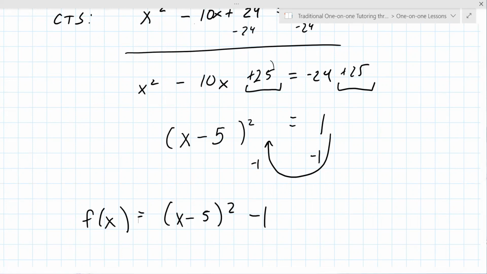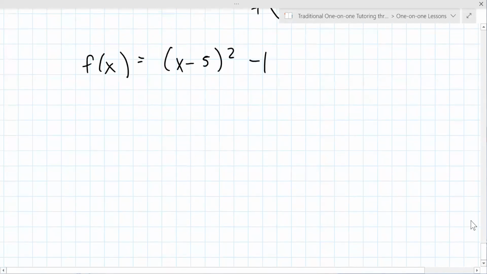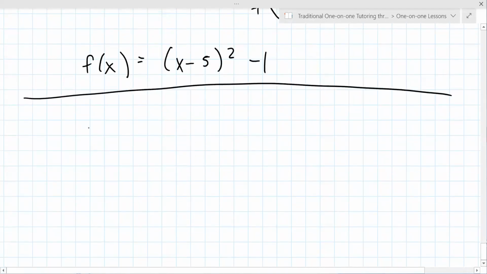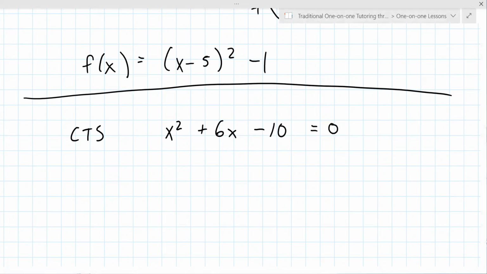Well, maybe I'll actually remember this one today. I would love for you to do one just on your own. Again, completing the square: x squared plus 6x minus 10 equals 0. Give that one a try, please. All right, this is the one. I'll tell you when I think I'm finished. Sounds good.